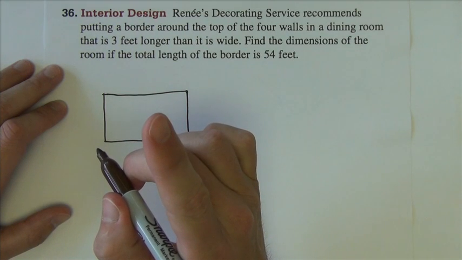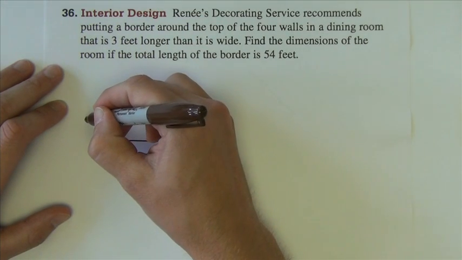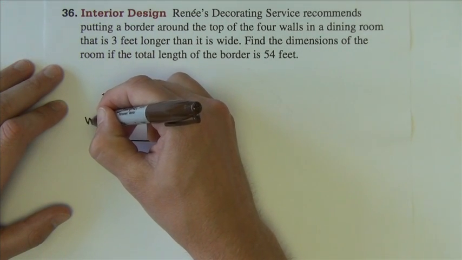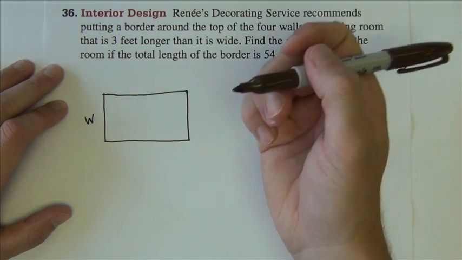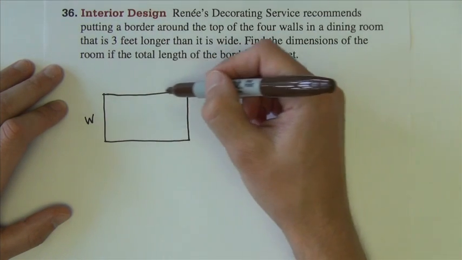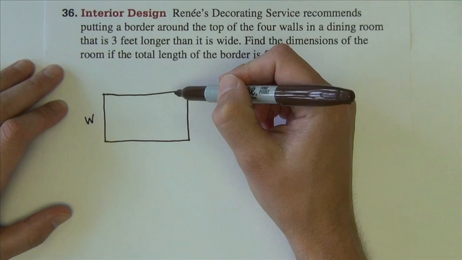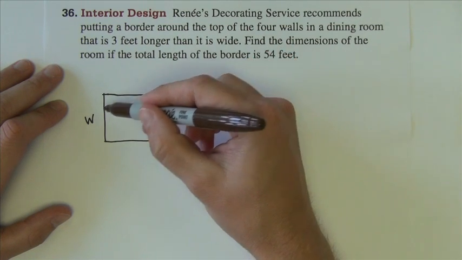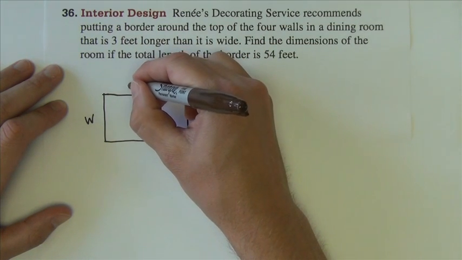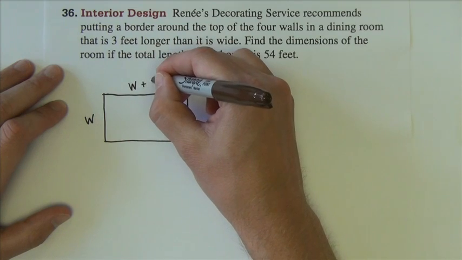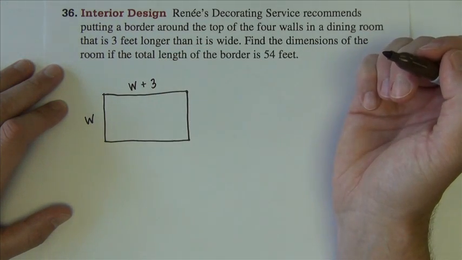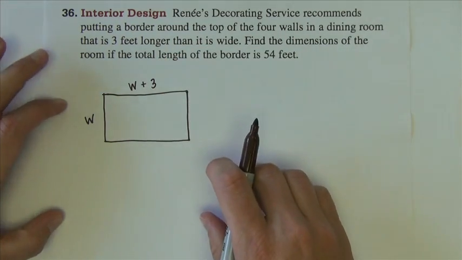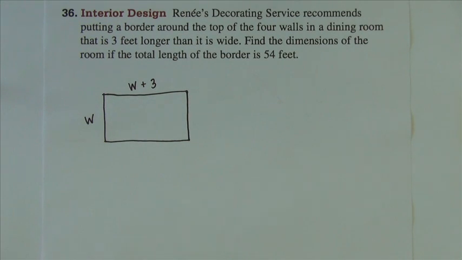Do I know how wide it is? The answer is no, I don't. So just use W for width. Do I know how long it is? I don't, but I know how long it is in relation to the width. It is 3 feet longer than the width. Find the dimensions of the room if the total length of the border is 54 feet.